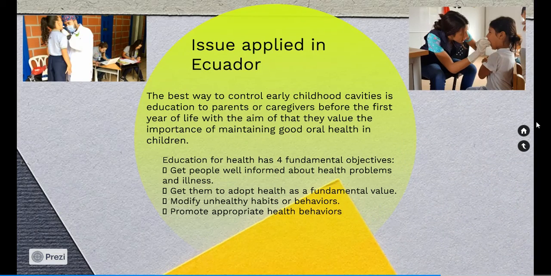Issue update in Ecuador. The best way to control early childhood cavities is education of parents or caregivers before the first year of life, with the aim that they value the importance of maintaining good oral health in children. Education for health has 4 fundamental objectives: get people well informed about health problems and illness, get them to adopt health as a fundamental value, modify unhealthy habits or behaviors, and promote appropriate health behaviors.